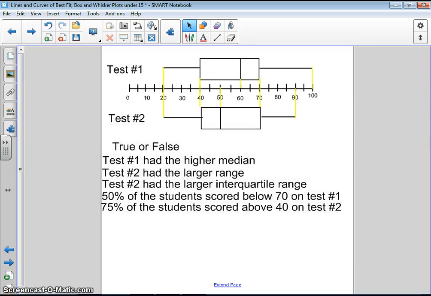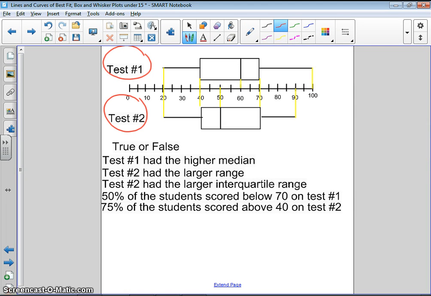And here's a typical type of question that you might see on your SOL test. We've got two sets of data here represented by box and whisker plots. We've got test 1 and test 2, and we've got a box and whisker plot that represents both of them.